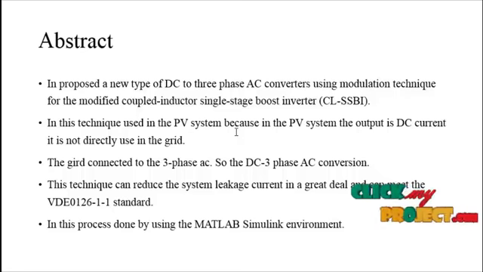Here we don't use any transformers, so the coupled inductor boosts the voltage level. Since we do not use a transformer, the losses will be reduced in this process. For that reason, finally the leakage current will also be reduced. Then we use a 3-level inverter for the DC to AC conversion, so the harmonics will be reduced.